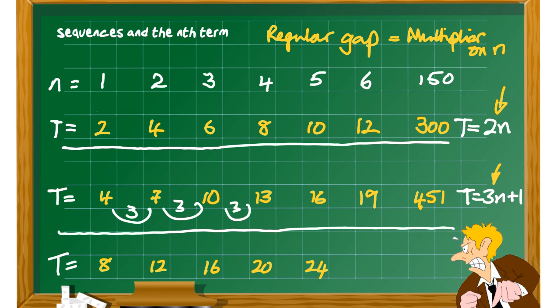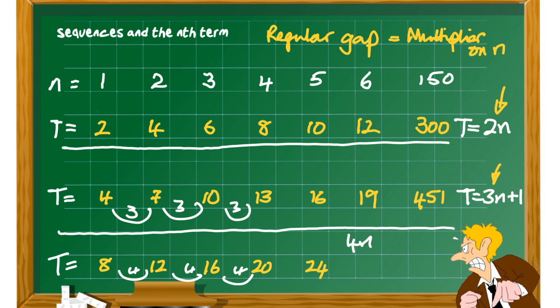Let's see what it is in this case. The gap here is 4: 8 to 12 to 16 is 4. So this is going to be 4n. Let's see, 4 times 1 is 4, but our number is 8. So there's a problem here. 4 times 2 is 8, 4 times 3 is 12. But can you see how we solve this?